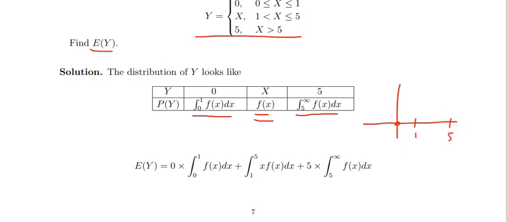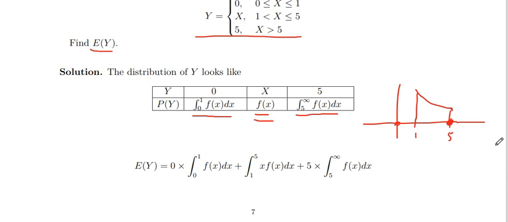From 1 to 5, this is like this, right? And larger than 5, the density is... x is larger than 5. X larger than 5, y is always equal to 5. So here there's a point. Y cannot be 6, right? Y equal 5 is that. Okay, so find the expected value.